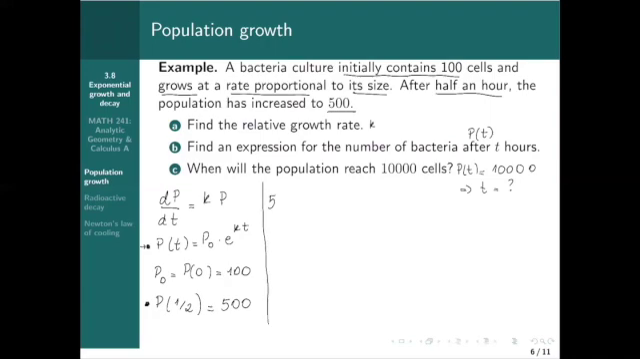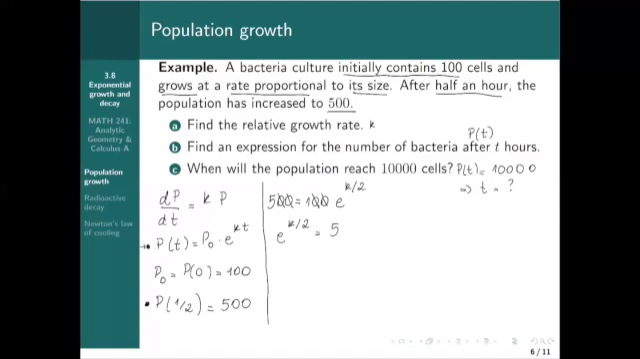So 500 is going to be equal to P0. Well, P0 is the initial population. We're told that it's 100 times e raised to K times T. Well, T is equal to 1/2, so this is going to be K over 2. So we're going to divide both sides by 100. So we have e raised to K over 2 is equal to 5.